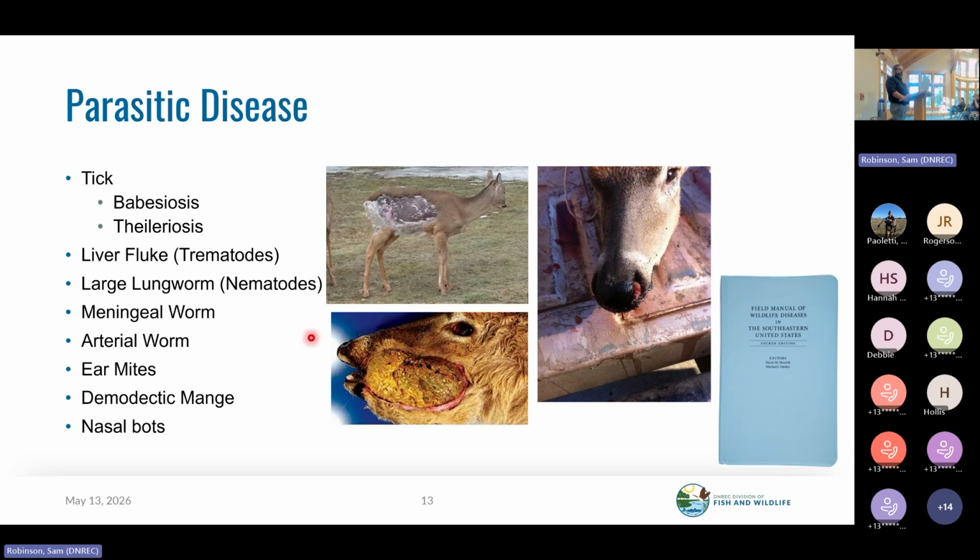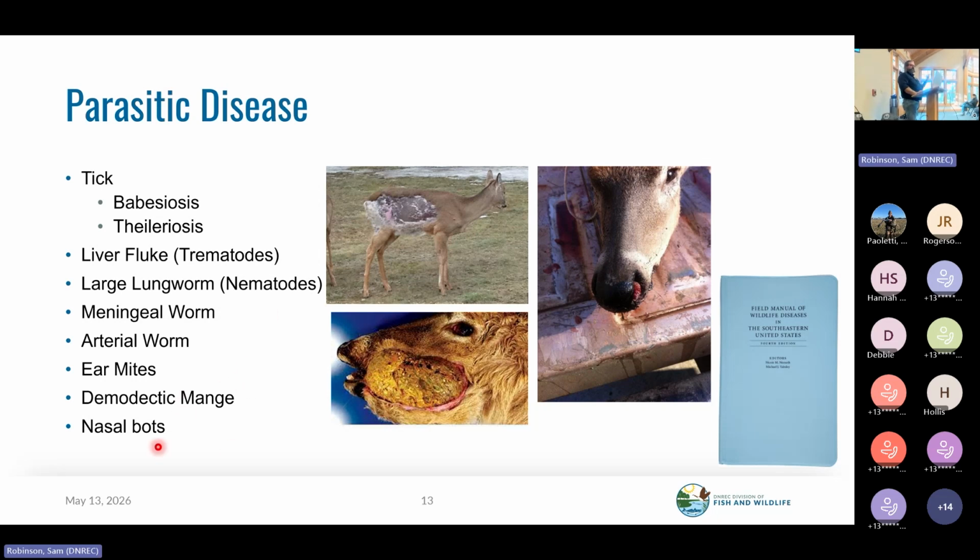Then there's arterial worm that causes this. This is where the worms get impacted into the carotid artery and it makes their jaw basically numb and unusable. And then food gets impacted in there and you see this. They can get ear mites, mange, which we see here.